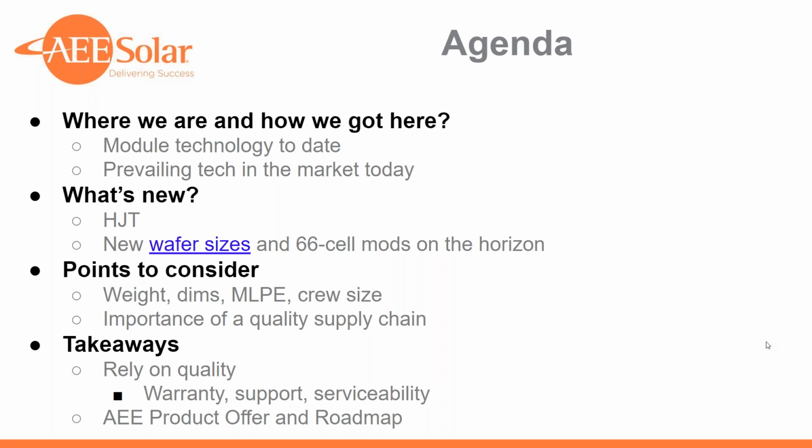We'll give you guys some points to consider. So, above and beyond just the watt class number on the back of the data sheet, what are the things you've got to keep in mind as you make some of these module decisions for your business? Takeaway: I'd like to leave you guys with some food for thought here. Always encourage you guys to rely on quality. And we'll finish up with our product offer and our roadmap, basically what we've got and where we're going. So that said, let's dig in.